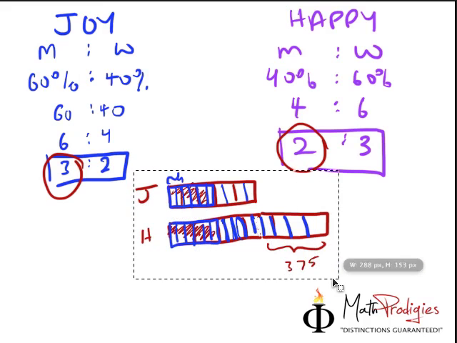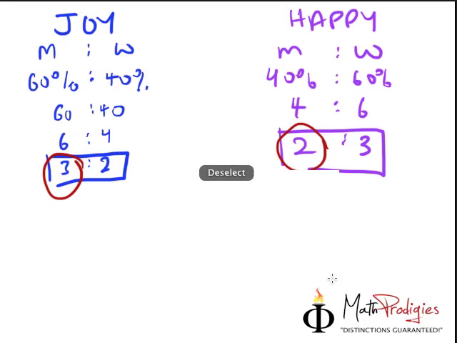Okay, so how do we do this in a more clear manner? All we have to do is multiply this side by 2 to get 6. Multiply this side by 3 to get 6. So if we multiply one side, we must be fair to the other. So we times 2 here and we times 2 here.